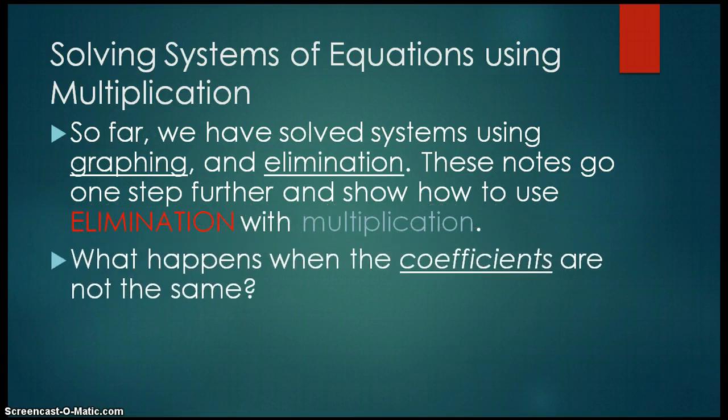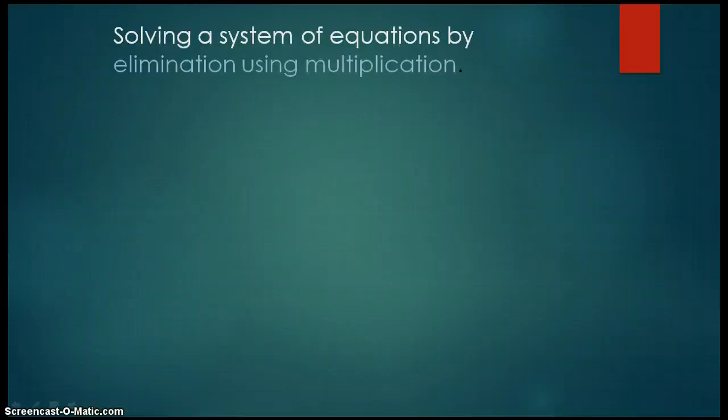The reason we have to use multiplication when we are solving by elimination is because sometimes both equations are written in standard form, but neither variable has similar coefficients. In order to get similar coefficients, we're going to multiply one of the equations by a number, or both equations by two different numbers, in order to get the coefficients to be similar.